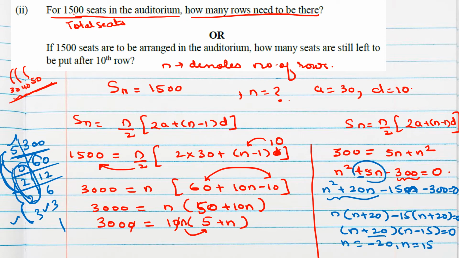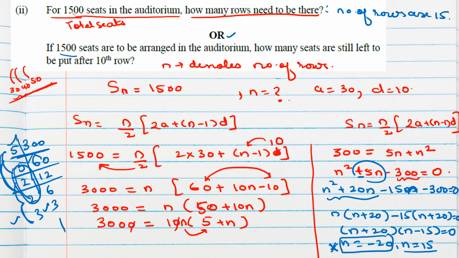Now number of rows cannot be negative. So we will discard this value, and you have to mention also, okay, since it is not an MCQ based question. So solution also needed, a full complete solution. That means you should write why we are discarding this value and why we are taking this value. Therefore, the last statement will be: therefore, number of rows are 15.